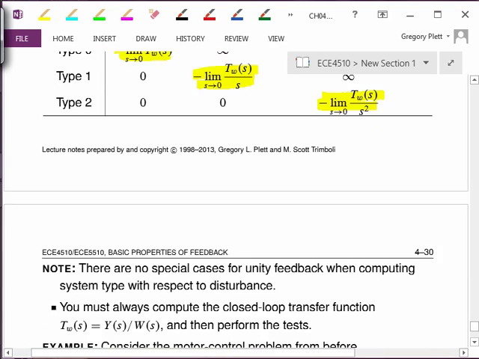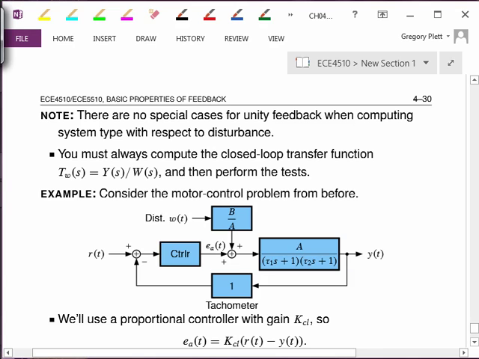Something to note is when we looked at system type with respect to the reference input, there were two cases. There was the general case, and then there was a special case for unity feedback. Now we're looking at system type with respect to the disturbance input, and there's no special cases for unity feedback. We always have to do the general case. So we don't simply count poles at the origin or anything like that. We must always compute the closed loop transfer function, TW of S is Y of S over W of S, and then perform the tests that we just talked about.